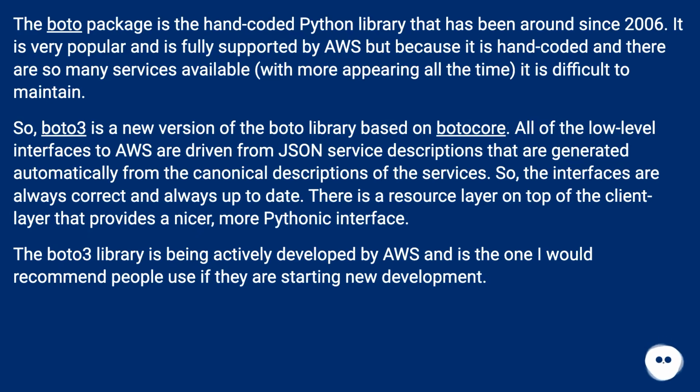All of the low-level interfaces to AWS are driven from JSON service descriptions that are generated automatically from the canonical descriptions of the services. So, the interfaces are always correct and always up to date. There is a resource layer on top of the client layer that provides a nicer, more Pythonic interface. The Boto3 library is being actively developed by AWS and is the one I would recommend people use if they are starting new development.